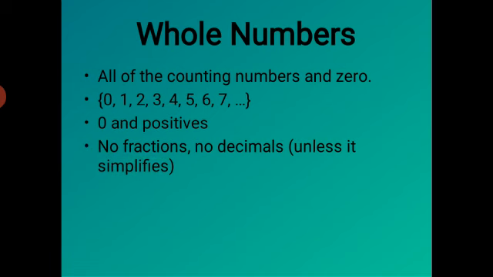What are whole numbers? All of the counting numbers and 0. Which means the whole numbers simply comprise all the natural numbers with 0 added. So this list is 0 plus the natural numbers, then 0 and positives, no fractions, no decimals, unless it simplifies to a whole number.